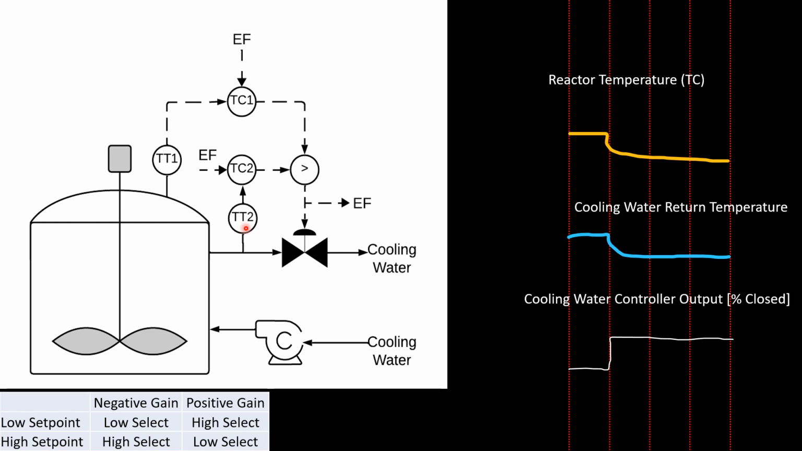Our primary, or I guess more appropriately, our normal operating control variable is reactor temperature, TC1, while our abnormal operating control variable, which is used to protect the reactor in order to not have fouling within the reactor, is this cooling water return temperature. And since it's the abnormal control variable, this one is the one with the associated override controller.